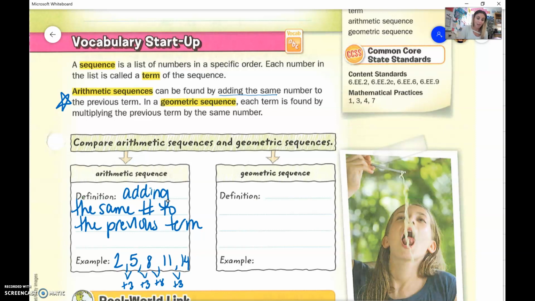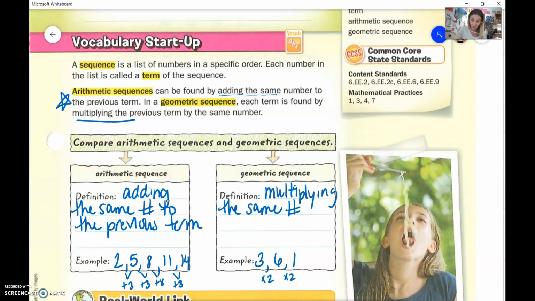Okay, so what's different about that in a geometric term? Each term is found by multiplying by the previous term. So here we are multiplying the same number. Okay, so we're multiplying the same number throughout the sequence. So for example, let's say I started with 3 and I was multiplying by 2. So to get to my next number, I'm going to times it by 2, which gives me 6. Now I'm at 6. I'm going to times it by 2, which gives me 12. Now I'm at 12. I'm going to times that number by 2, which gives me 24. Okay, you see the difference. One is adding, one is multiplying.